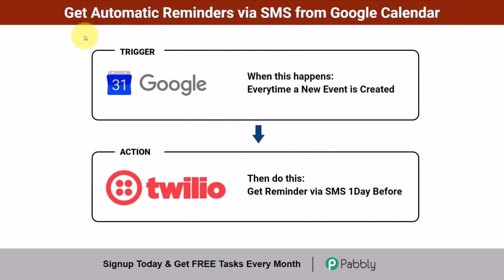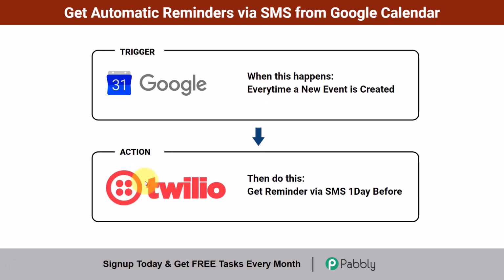In this video, I'll show you how to get automatic reminders via SMS from Google Calendar. So every time you create a new event in your Google Calendar, now you can receive reminders of all those events via SMS on your phone one day before the event, that too automatically. Yes, it is possible. In this way, you do not have to keep checking your Google Calendar again and again to see what events you have scheduled, because every time the event is created, the reminder will automatically arrive on your phone.